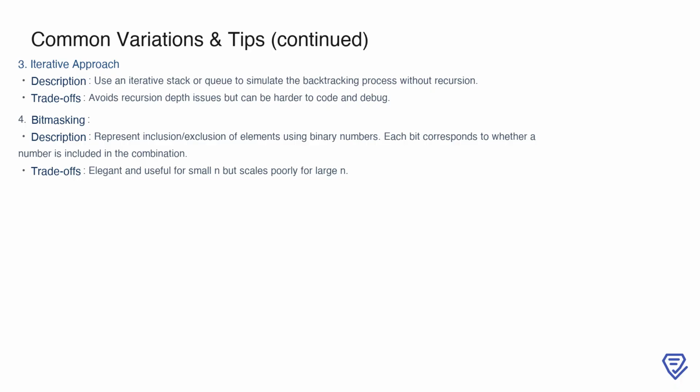Each bit in the binary representation corresponds to whether a number is included in the combination. While this approach is elegant and works well for small n, it becomes inefficient as n grows larger because it still requires generating and checking all possible subsets, which is exponential in nature. Each of these approaches has its own trade-offs, and choosing the right one depends on the constraints of the problem and your familiarity with the method.